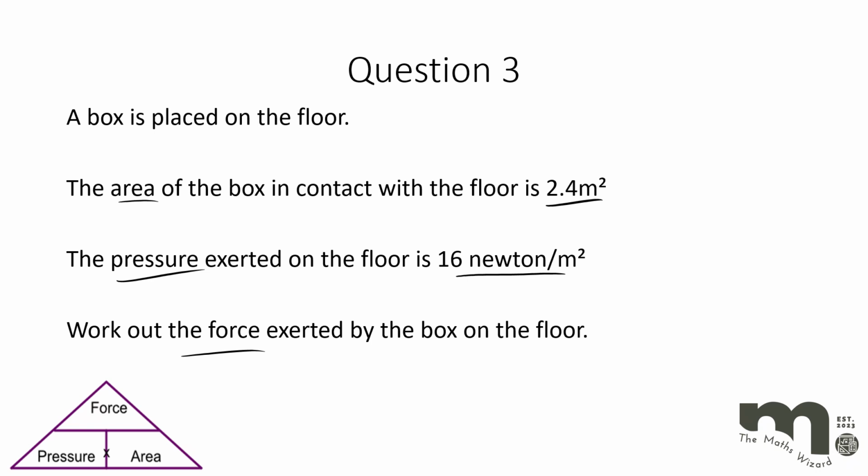Okay, let's take a little look then. So we can see we don't know the force. The area is 2.4. The pressure is 16. So all we need to do is 16 times 2.4. That's going to give us 38.4 newtons.